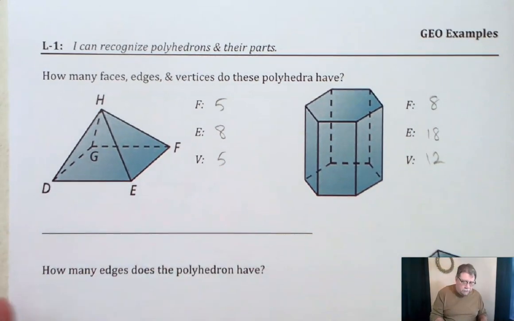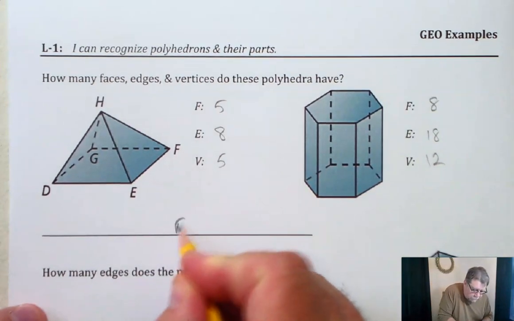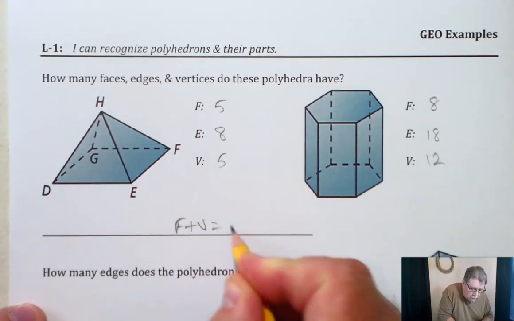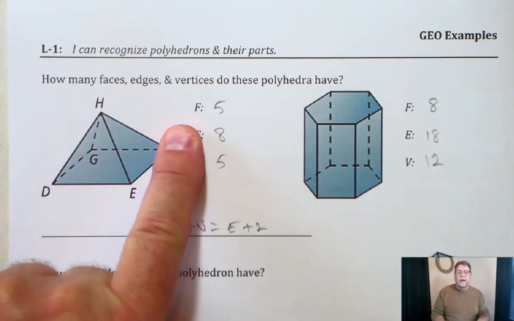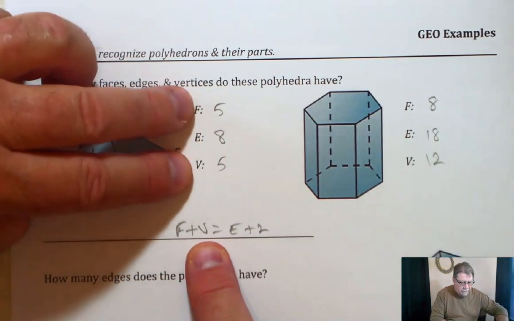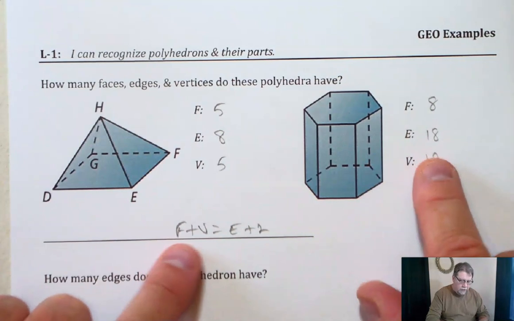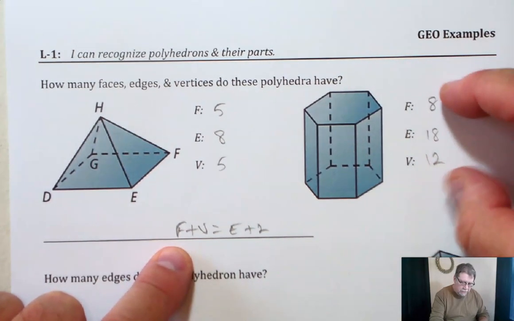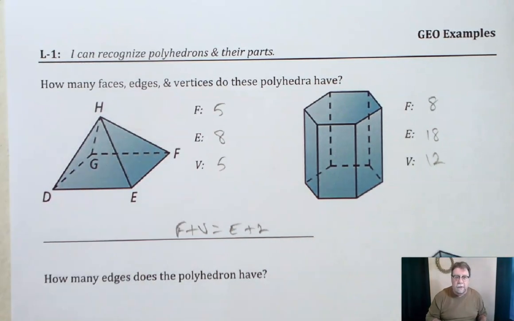And we could use Euler's formula, which again is, let me double check it, F plus V equals E plus 2. We could check that formula with these numbers and verify that this is true. F plus V is 10, 5 plus 5 is 10, and 8 plus 2 is also 10. Over here, F plus V is 20, and 18 plus 2 is also 20. So it fits for those two polyhedra.